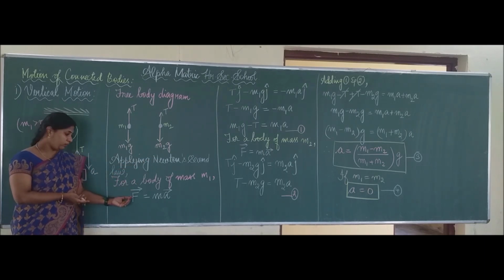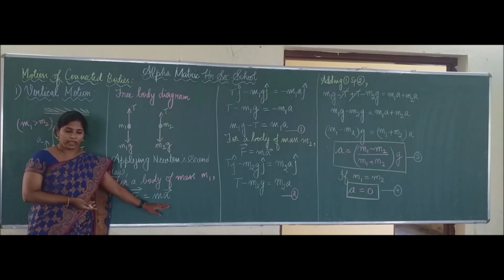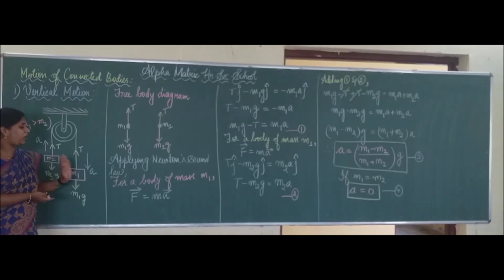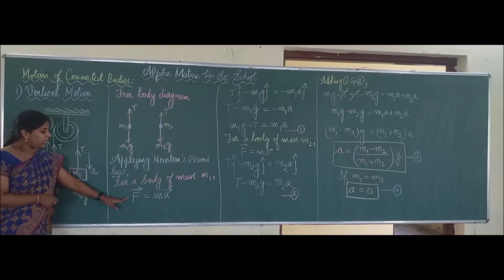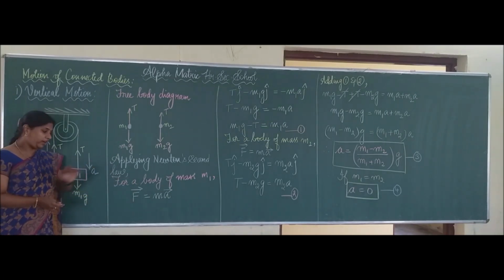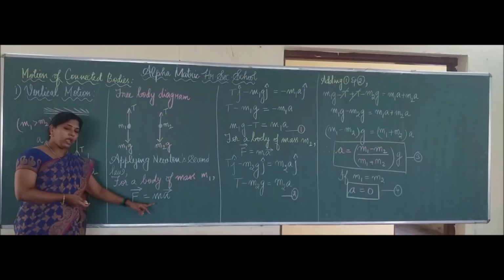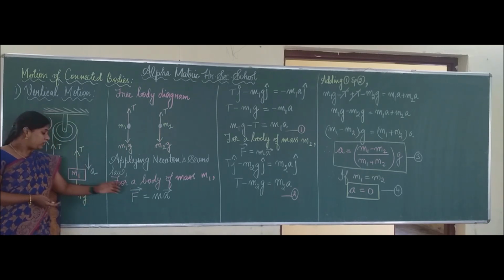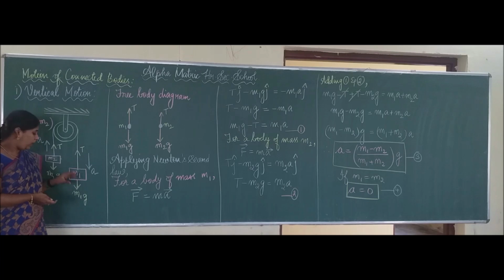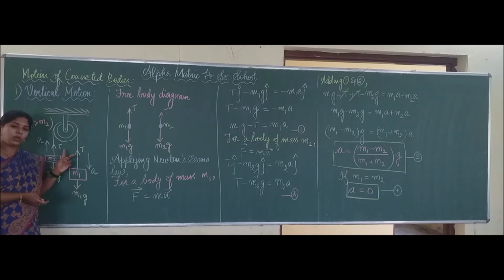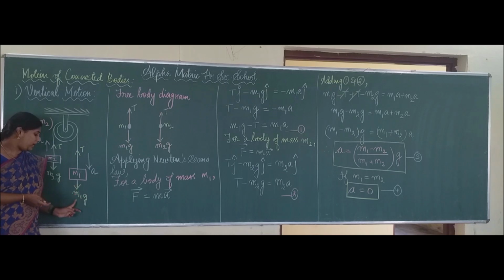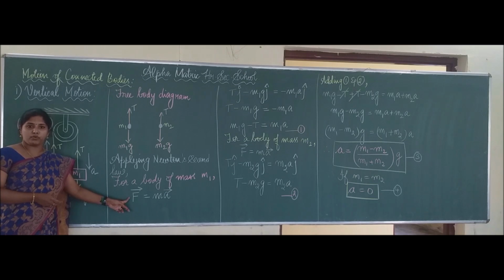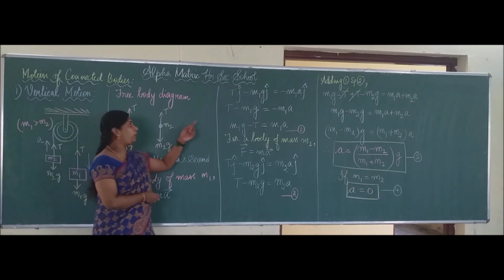We know the formula: F vector equals M into A vector. First we consider the body of mass M1. We apply Newton's second law, F vector equals M into A vector, where F is the force, M is the mass, A is the acceleration, and F is the total force. For the block of mass M1, two forces are acting: the tension force and the M1g force. When we add these two forces, we get the total force F vector.